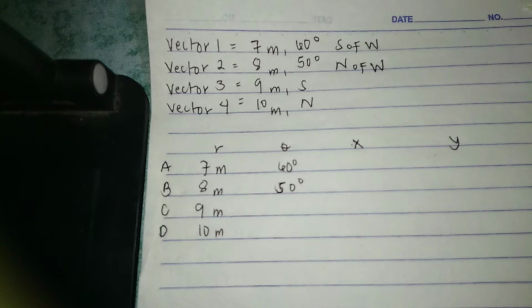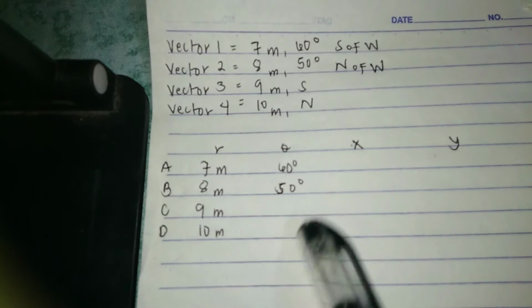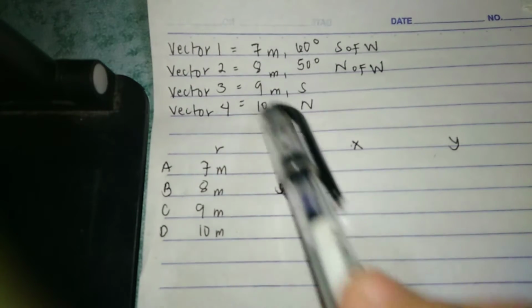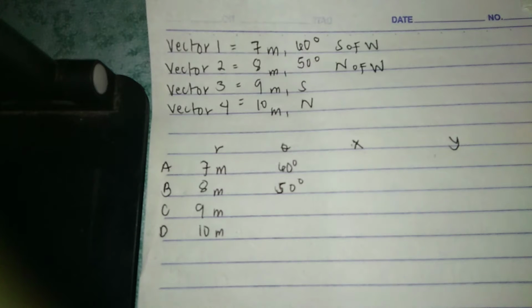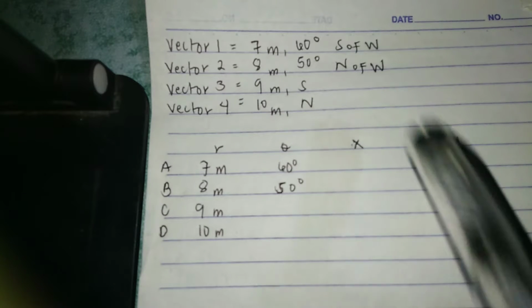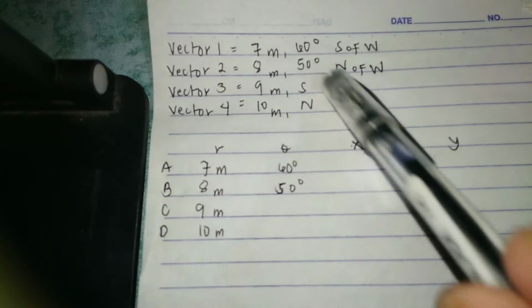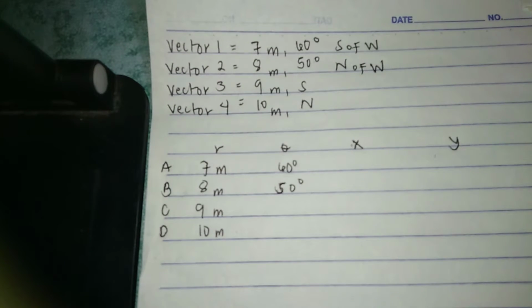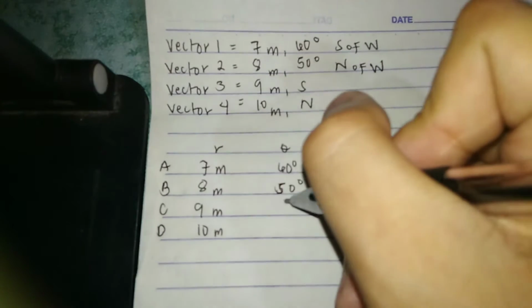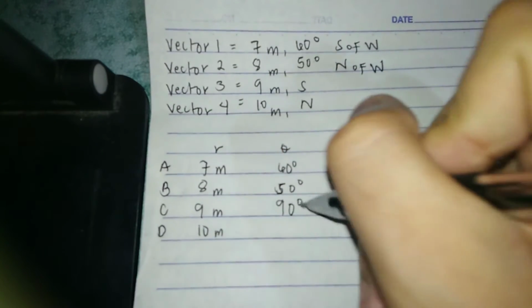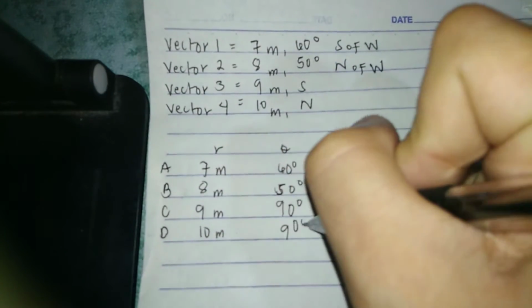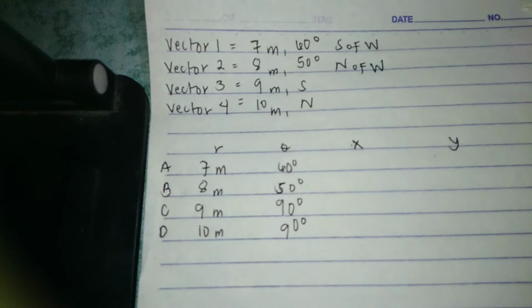Now, let's distribute the given of each vector sa ating table. As you can see, the vector 3 and 4 have no delta. To find the delta or degree, we will take a look at the direction. Since ang direction nila ay south and north, ang magiging delta nila ay 90 degree. But if the given direction is east and west, the delta will be 0 degree.